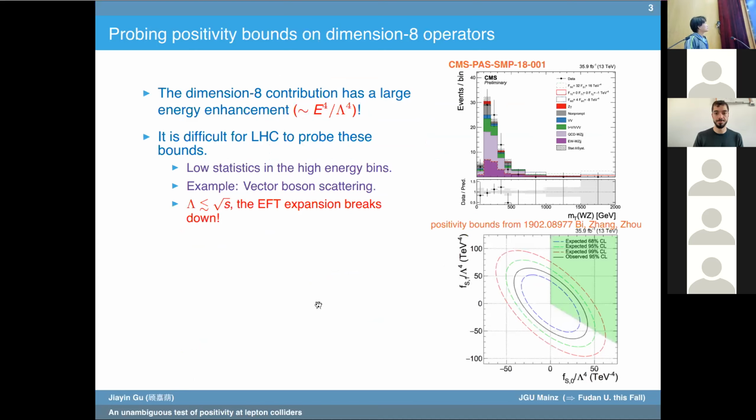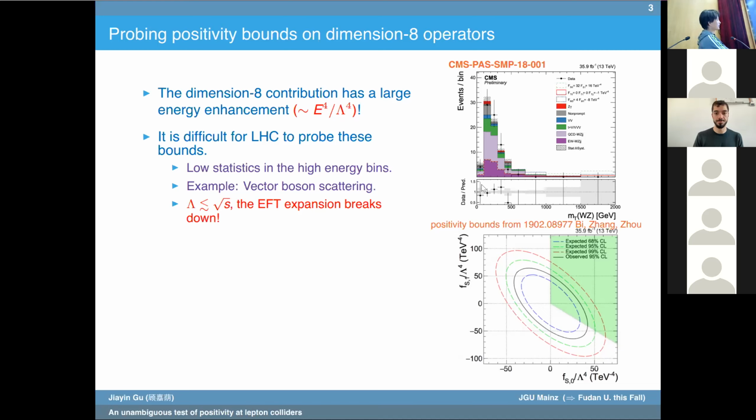Because in general, it's very difficult. We know those contributions have a large energy enhancement, namely they are proportional to E to the 4th. So naively, we would think that the LHC should be able to probe them well because the LHC has a large energy. But the problem with the LHC is that because of the parton distribution function, the events with very high energy also tend to have low statistics, so they are not measured very well. One example is an actual experimental study from CMS. As you can clearly see from this distribution here, as the energy increases, the number of events drops dramatically. So these events with high energies are not measured very well, but on the other hand, they are also most sensitive to these operators.